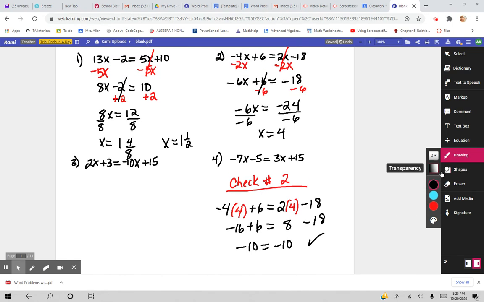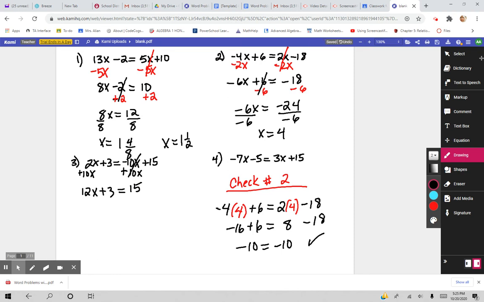Okay, I'm going to go ahead and erase that so I can work out. I'll come back and erase it later. Let's do number 3. Okay, so let's get all of our x's on one side. So let's add 10x to both sides. So this is going to give me 2x plus 10x is 12x plus 3. This is canceled, equals 15.